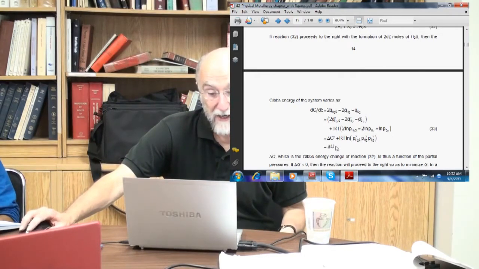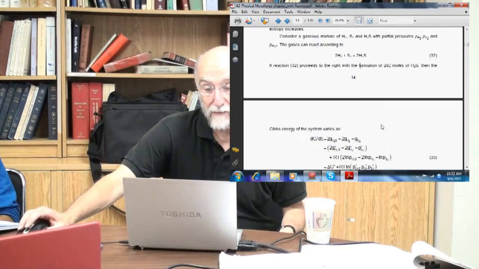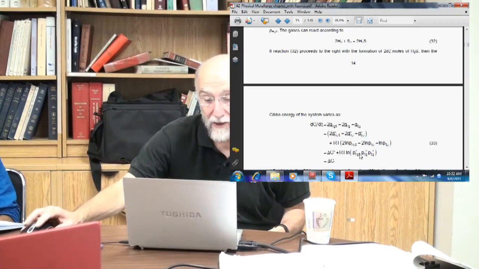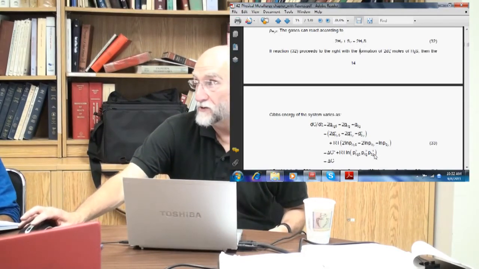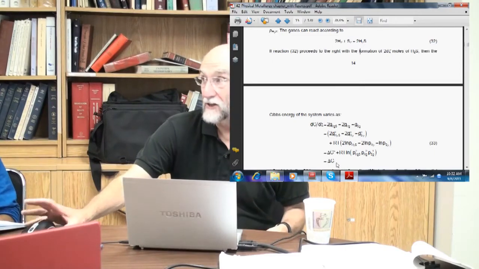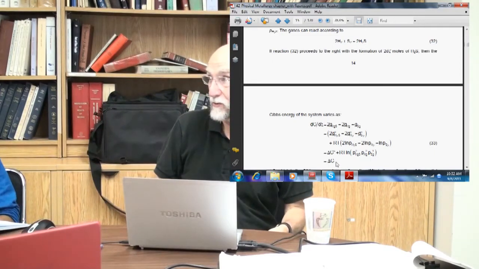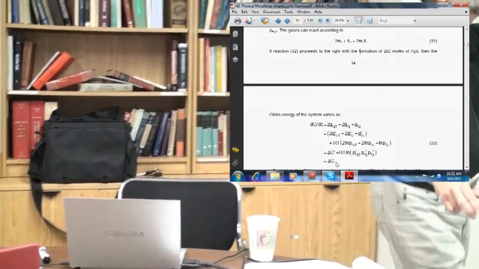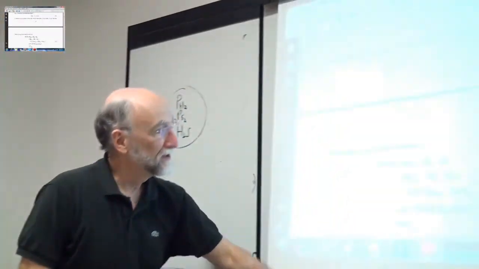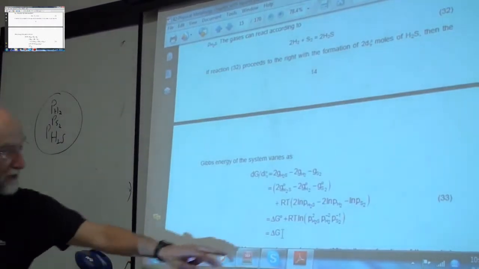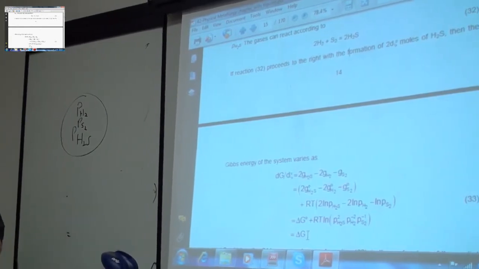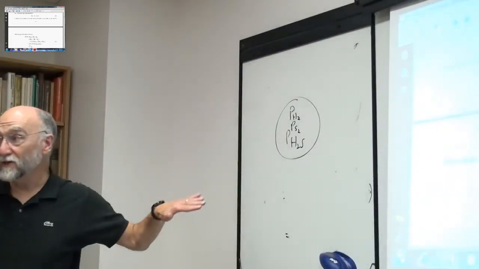I calculate delta G is negative, so the thing proceeds to the right. But as it proceeds to the right, the pressure of H2S increases. The other two pressures decrease, so this term over here becomes more and more positive. So delta G becomes less and less negative until you reach a point when the system's at equilibrium. Now any further change gives you dG equals 0. So the system moves to the right, increasing the pressure of H2S, decreasing the pressure of the reactants. This term becomes more and more positive. Delta G becomes less and less negative until it reaches equilibrium. Then you're at equilibrium, and that's the minimum of the Gibbs energy.